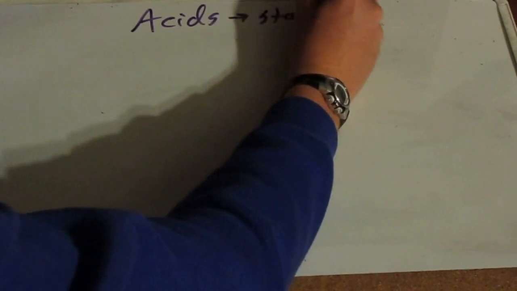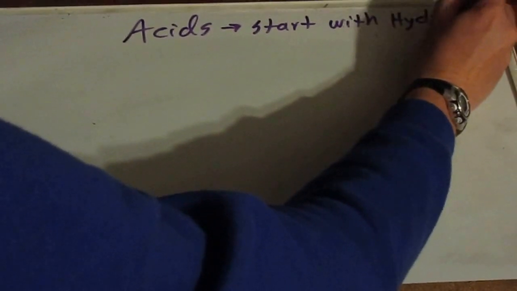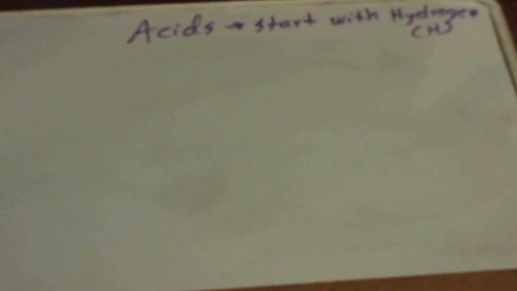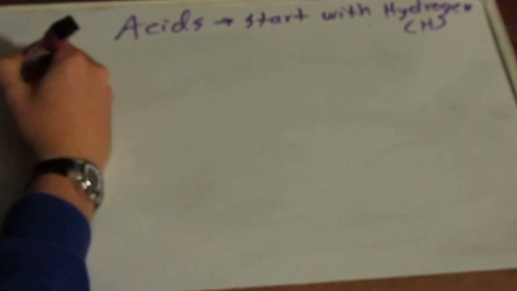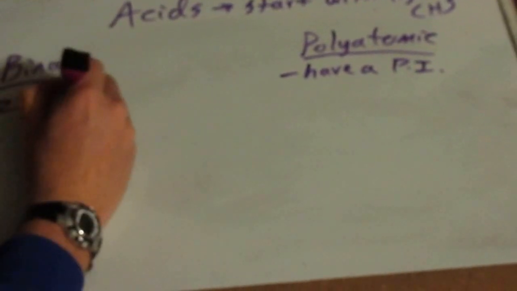The last thing we need to talk about is acids, and acids always start with H, which is hydrogen. Acids are an extremely important part of this that a lot of people forget about. There are two types, which are binary and polyatomic. Polyatomics have a polyatomic ion, which I will abbreviate PI again. And binary is just 2 elements total.